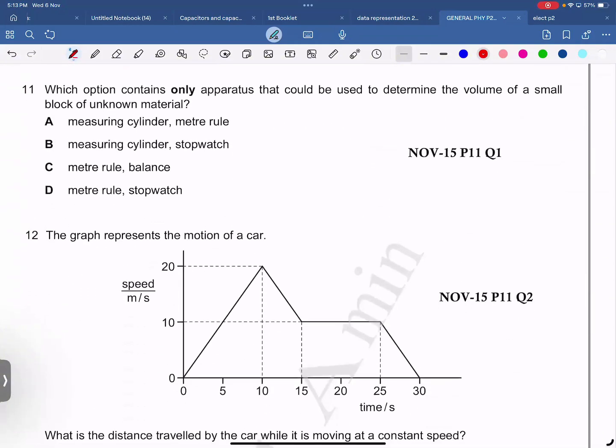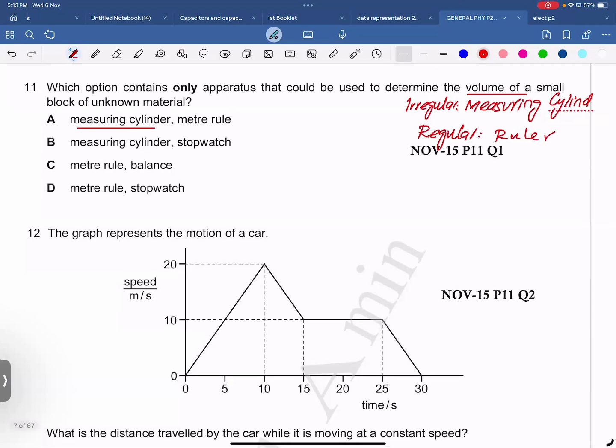Question number 11. Which option contains only apparatus that could be used to determine the volume of an unknown block? For volume, if it is irregular, you can use a measuring cylinder. If it is regular, then you need a ruler. So measuring cylinder for irregular, meter rule for regular. Stopwatch is for time, balance is for mass. So the option is A.